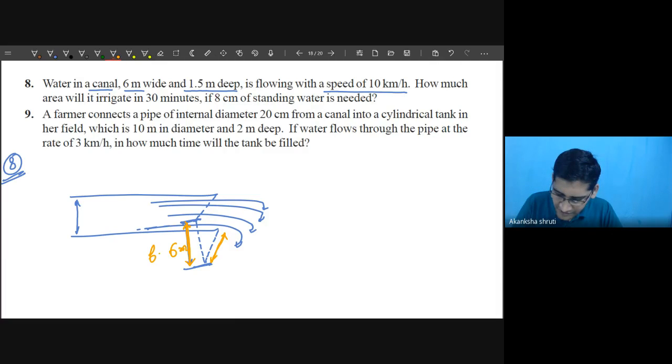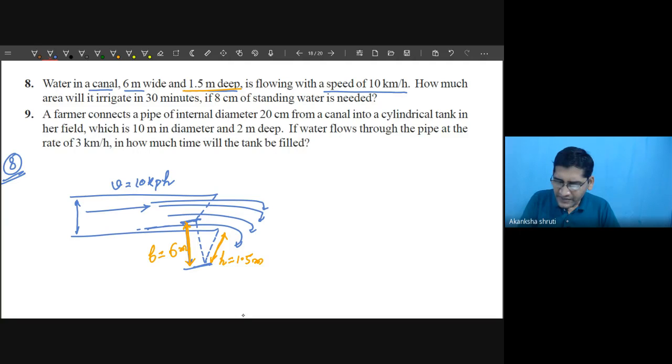So you may write this width as B and depth as H. Height or depth mean the same thing, as 1.5 meter deep. Now it is given that the water inside this is flowing at a speed of your 10 kph. Okay, so be careful.